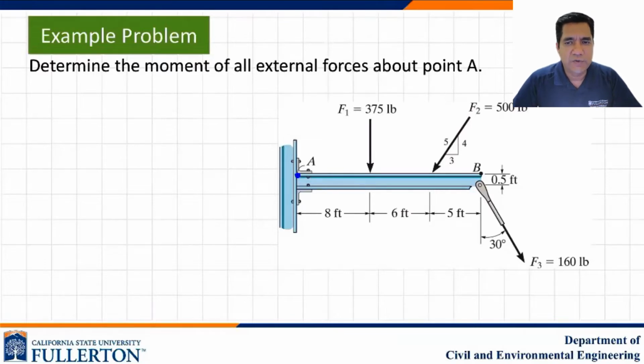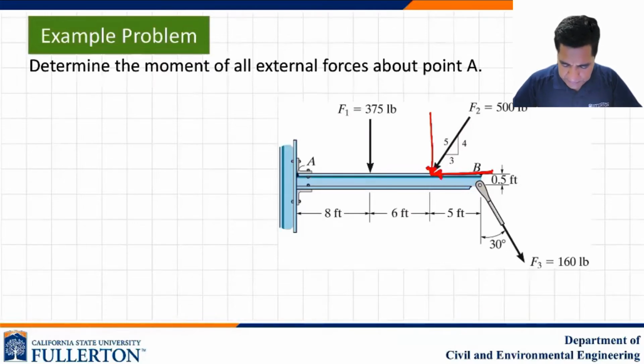The easiest way to do that would be decomposing these forces into components. Then the perpendicular distance would be much easier to compute. So force F1 is 375. It's acting 8 feet away. That's the perpendicular distance, or shortest distance, 8 feet. 8 feet is the distance from the line of action of force.